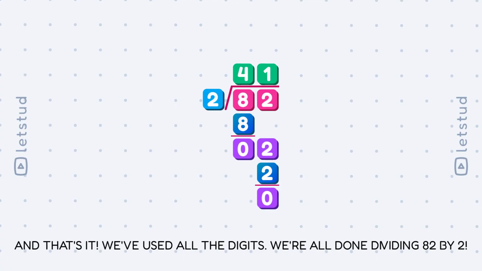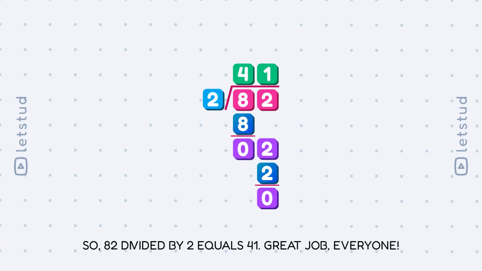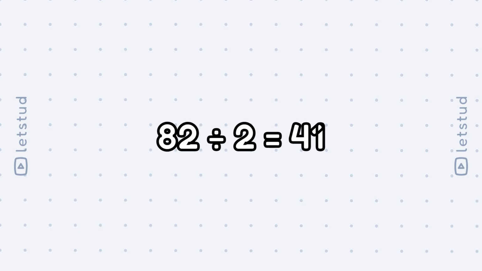And there you have it. We've successfully divided 82 by 2. So 82 divided by 2 equals 41. Great job, everyone. We learned how to divide 82 by 2 step by step.